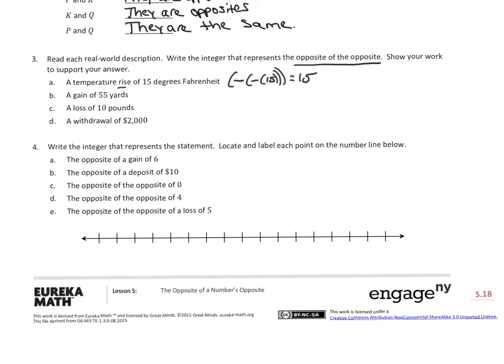B says the opposite of a deposit of $10. C says the opposite of 0. That's tricky. Let's see if you remember. D says the opposite of 4. And finally, the opposite of a loss of 5.